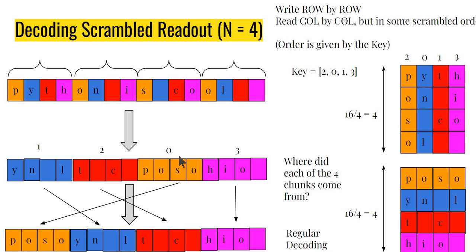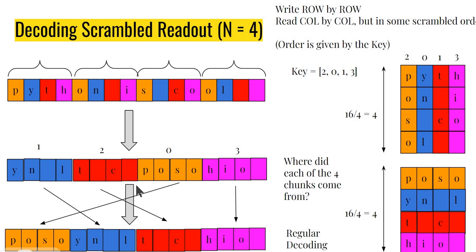Now I can find this out. Let's look at this chunk. This chunk must have come from 1 because the item number 0 in the key is 1. Likewise, this chunk here must have come from 2 because the item at index 1 is 2. Notice here, index 0, 1, 2, and 3. Likewise, this must have come from, this being index 2, the item at index 2 is 0, which means that this would have come from 0.